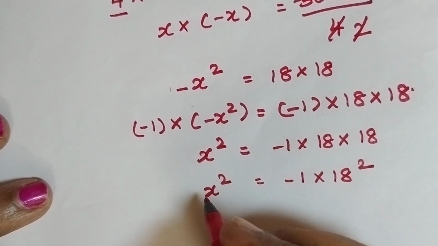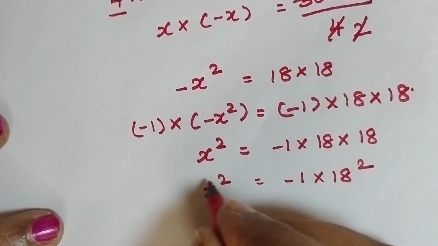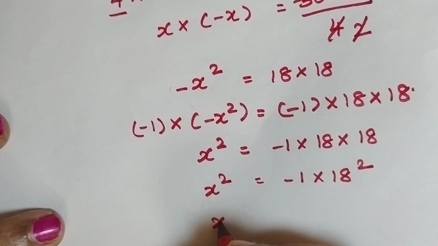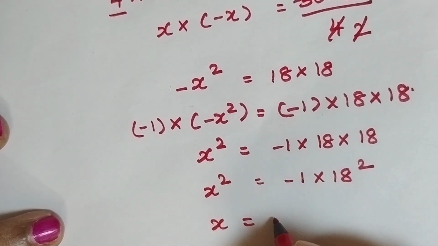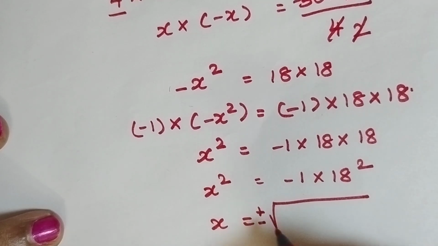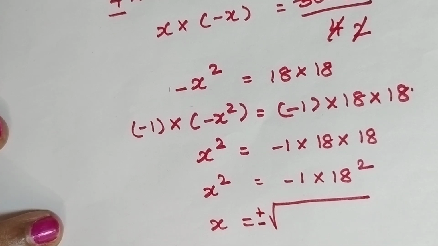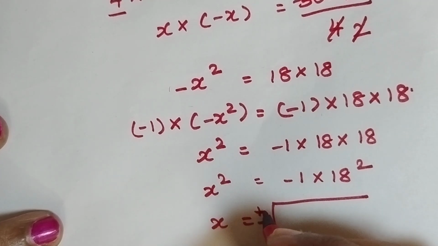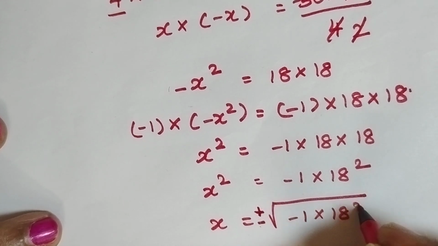So I need x alone. So I am going to take root on both sides. Therefore on the left hand side we get x, and on the right a root will come. We need to put plus or minus, because we can't predict the sign of the square value. So therefore here I mention plus or minus, root of minus 1 into 18 square.